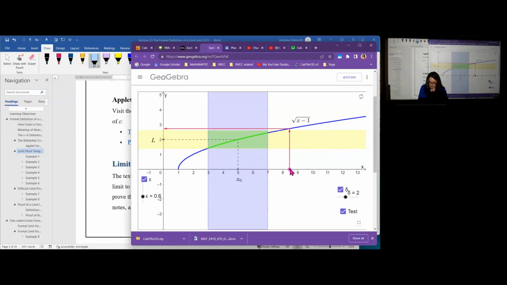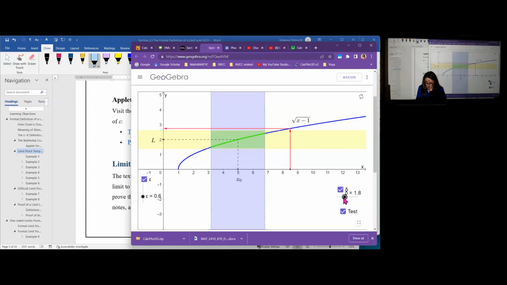I've put A now somewhere between 8 and 9, roughly at 8.5. Okay? If that's my A value, I have a problem. Notice now that my values are not landing within this epsilon range of the limit. So what I need to do is change my delta value. So I can come over here and change my delta values. Epsilon is set to be 0.6. I can't change that. That's just what it is.